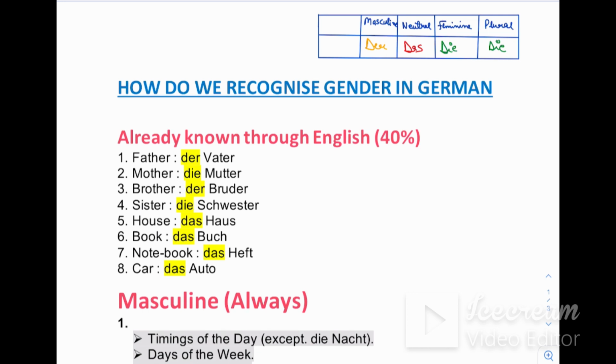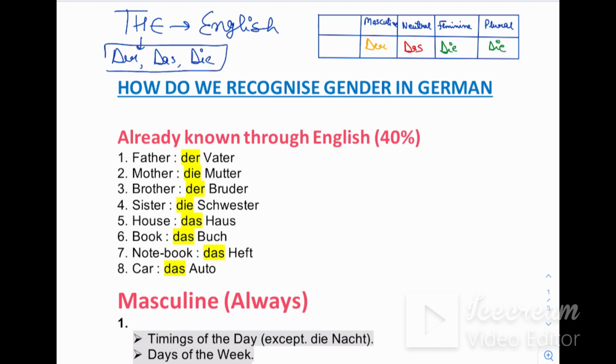Today we are going to do our next grammar topic, that is how do we recognize gender in German. Like always, students have a doubt, sir, how do we recognize gender? For example, der, das, die, these all are the articles of English. Yes, but in German these things change into der, das and die. So how do we recognize it?